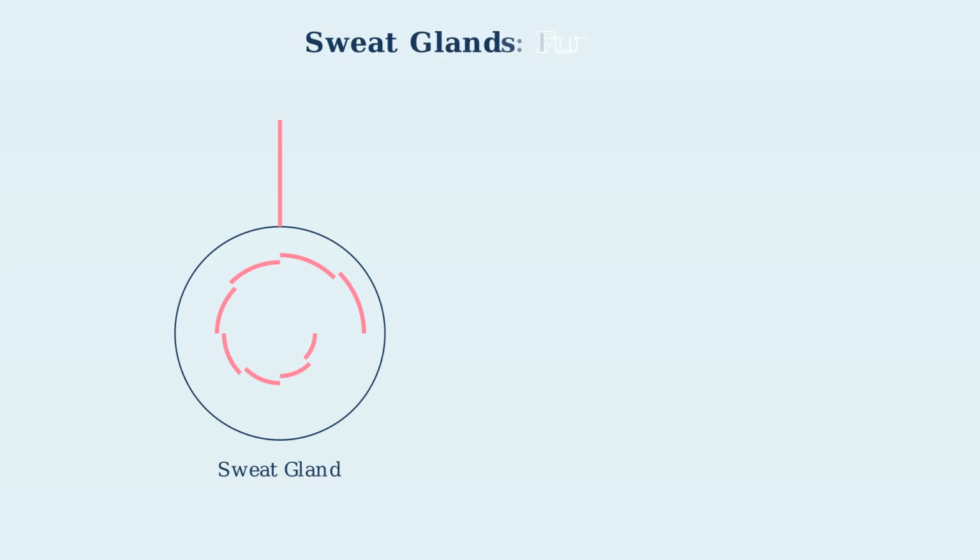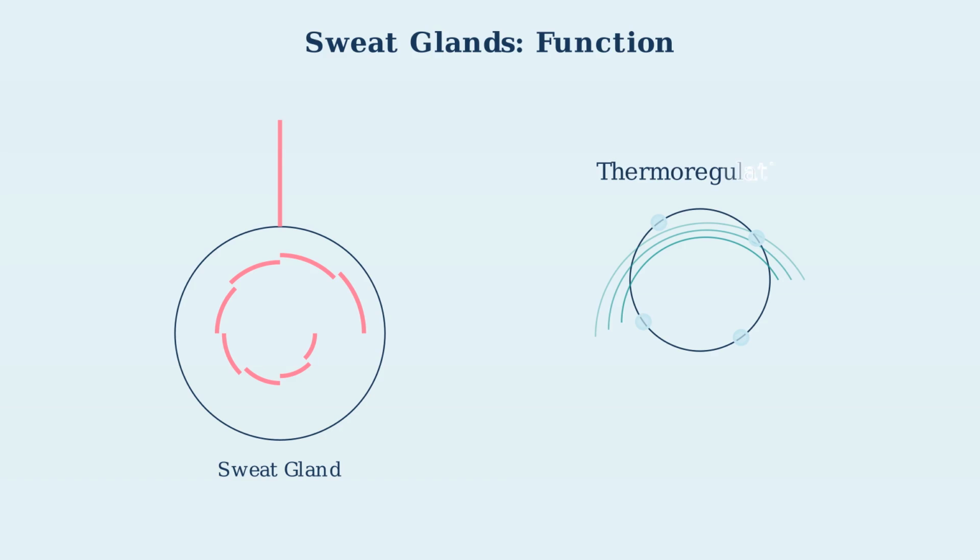Sweat glands rely on stratified cuboidal epithelium to perform several critical functions in the body. The primary function of sweat glands is thermoregulation. When body temperature rises, sweat is produced to cool the body through evaporation.